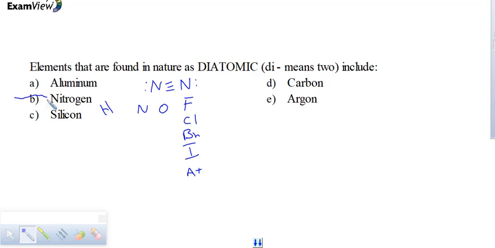Obviously, nitrogen here is in that group. So nitrogen is a diatomic. Silicon, aluminum, none of these are actually in this group of diatomics. They all have a formula in nature like F2, N2, H2. So that's what we mean by diatomic.